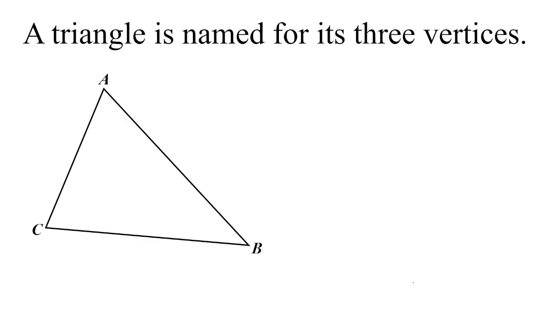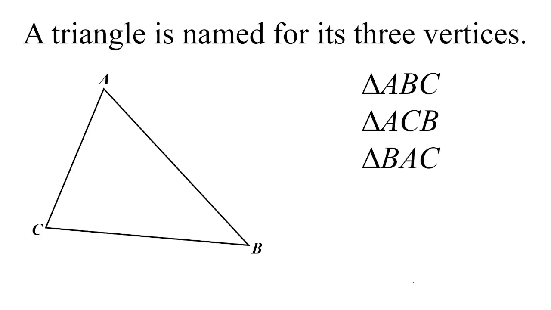When you name a triangle, you name the triangle for its three vertices, and they can be named in any order. It could be named triangle ABC, and by the way, the triangle in front of the names of the three vertices is the symbol meaning triangle. Triangle ACB, triangle BAC, triangle CAB, and so forth. Just name the triangle after the three vertices, and they can be named in any order.